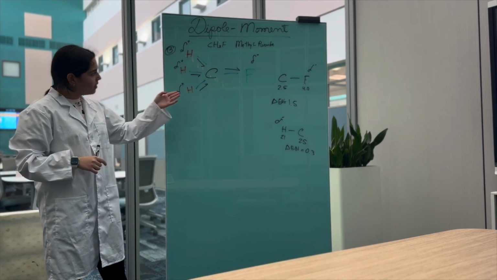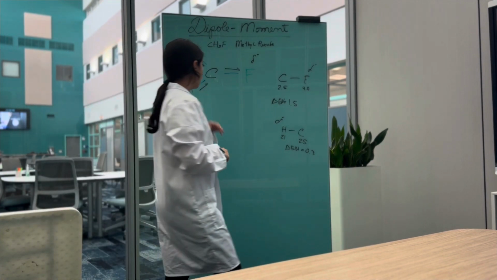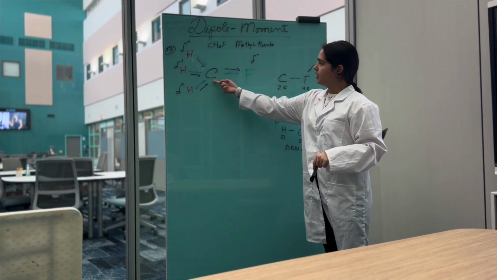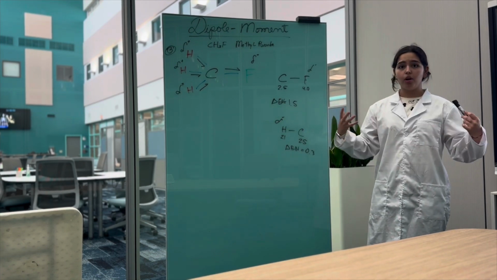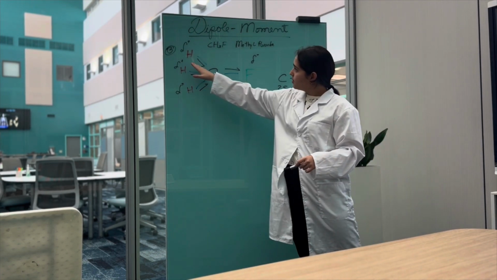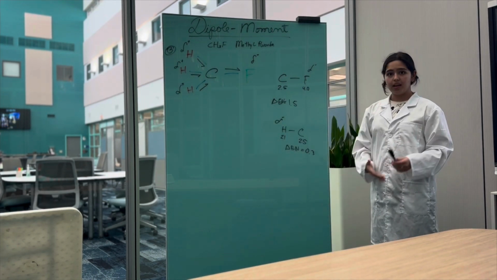And we know that the vectors are pointing towards the most electronegative element, in this case fluorine. If we compare these two, we know that the electronegativity difference is 1.5, making it polar. Well, in the other case, between hydrogen and carbon, we know that it's 0.3, making it non-polar.